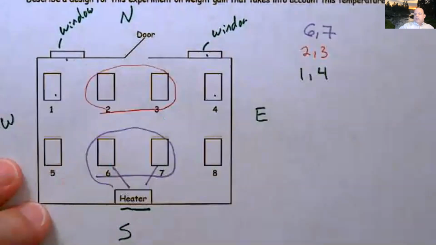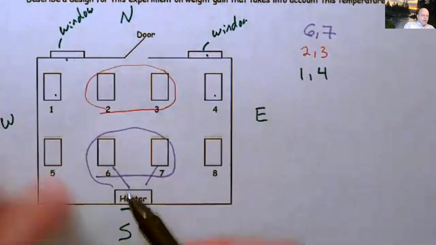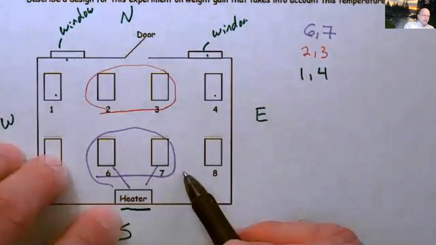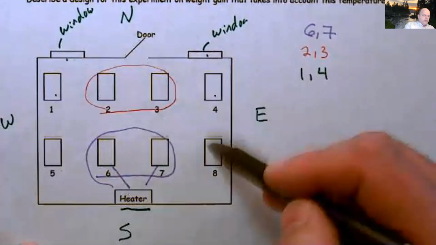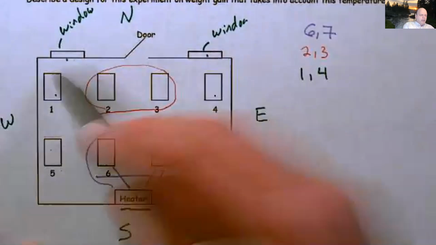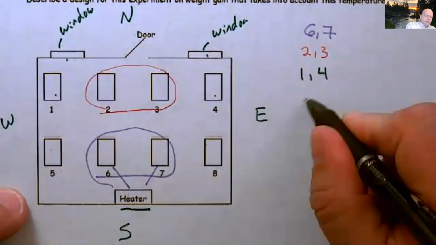And then lastly, we only have 2 left. And let's make sure they make sense. But our 2 left are 5 and 8. And 5 seems to be this distance from the heater, and 8's that distance. So 5 and 8 are about the same distance from the heater. 8's pretty close this distance to the window, which happens to be the same from 5, and they're both equal distance from the door. So these would be my blocks.